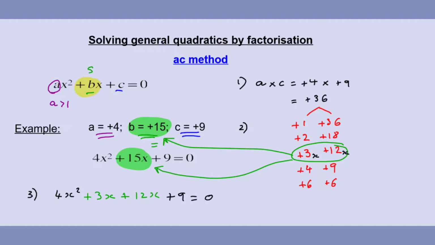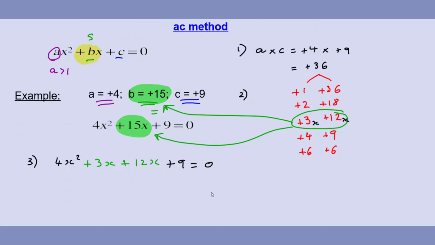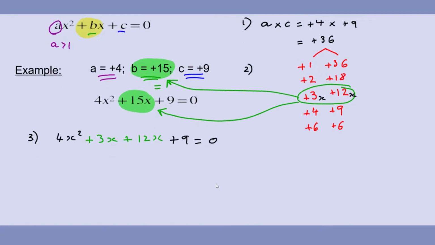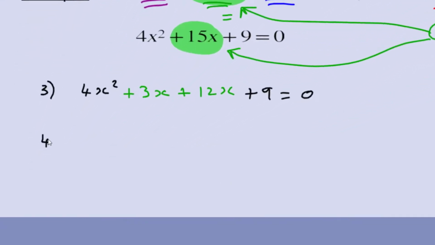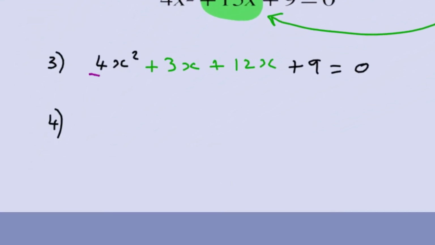Great. Now that step 3 is done, we can start factorizing. In order to do that, we're going to consider the first two terms and the second two. So the first two terms, 4x squared plus 3x, and the second two terms, 12x plus 9. Notice I'm keeping the sign plus between the two sets of terms.